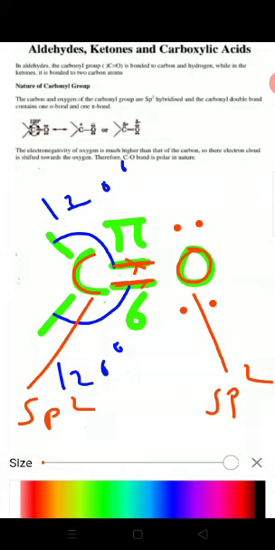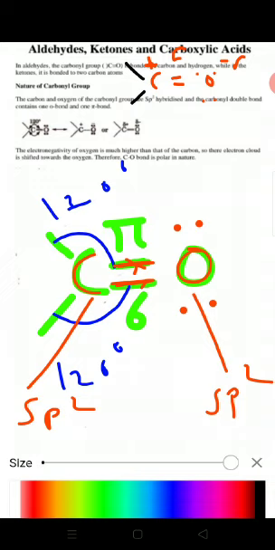Hence the oxygen carries a partial negative charge and carbon carries a partial positive charge. Carbon carries partial positive charge and oxygen carries partial negative. This is all about the nature of the carbonyl group.